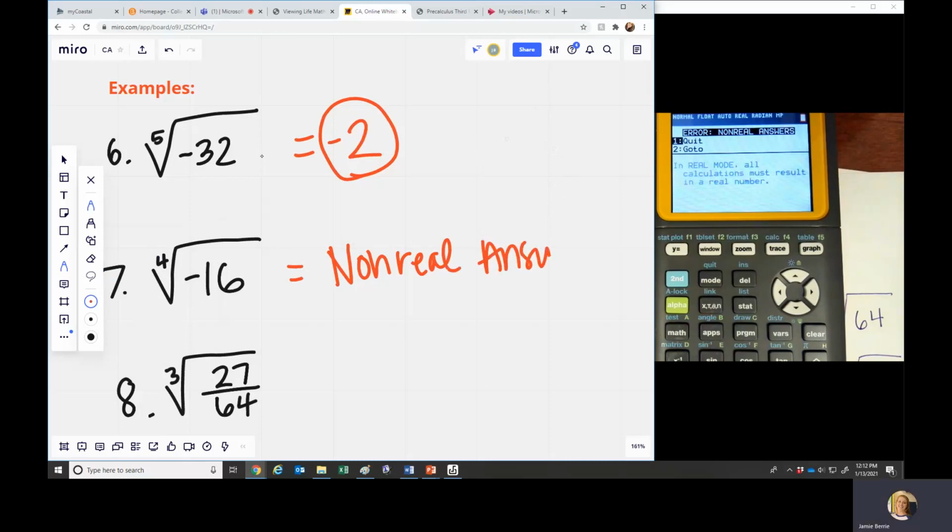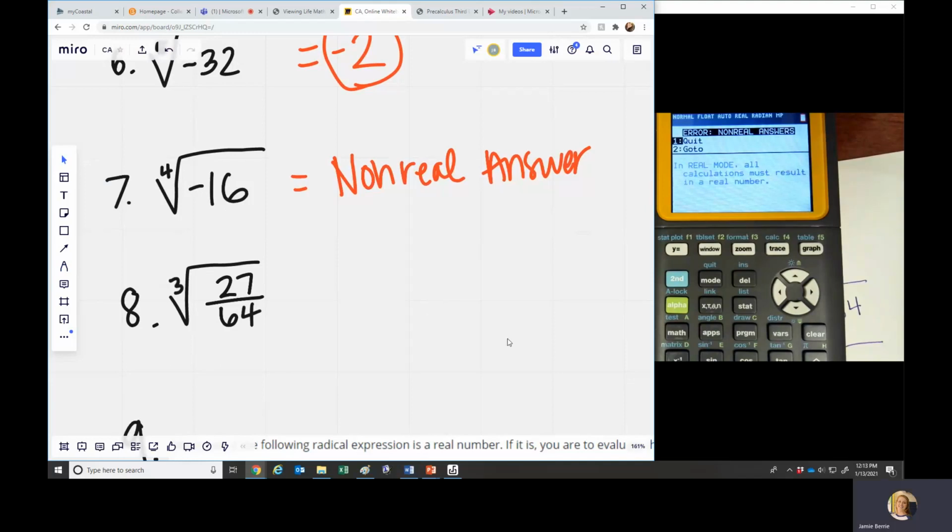And the reason that we got a non-real answer here, if you remember when we talked about the definition before, it said that if you have an even index, the number is supposed to be either 0 or positive. Otherwise, you get a non-real answer.